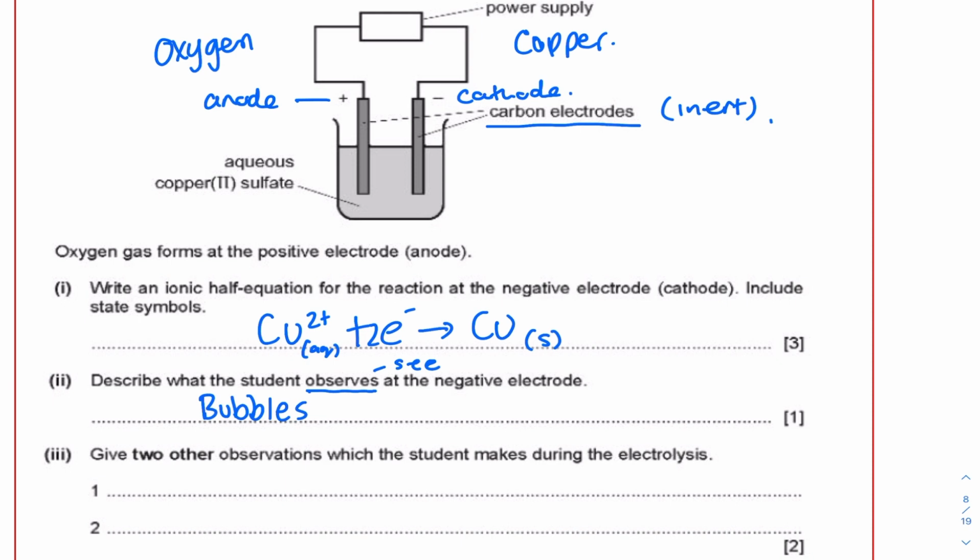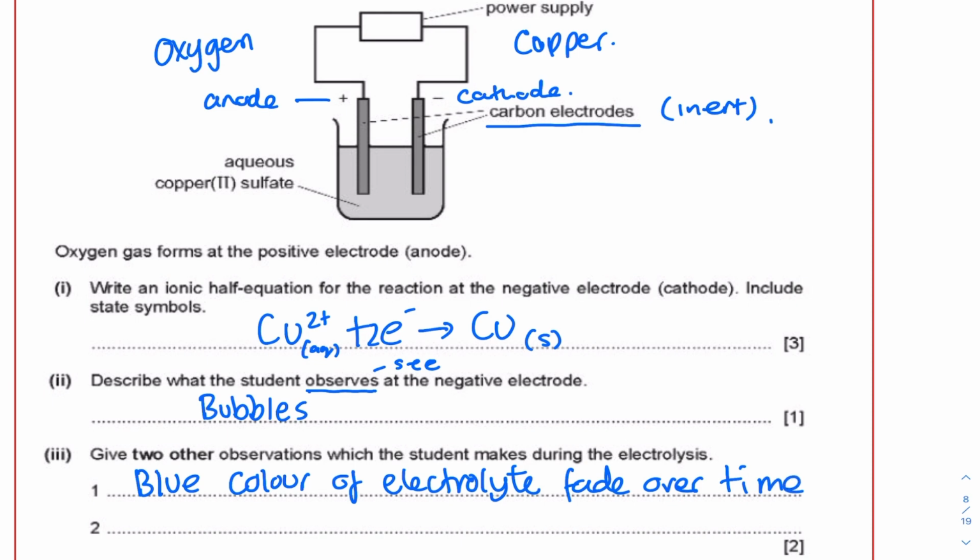Give 2 other observations which the student would make during electrolysis. Well, of course, copper 2 sulfate is blue. So that blue colour of the electrolyte would fade over time. And the reason why it would fade over time is because these copper ions here are being used up. They're being turned into copper metal here. So the blue colour from the copper ions is going to fade over time.